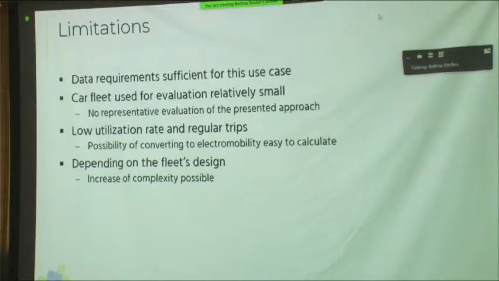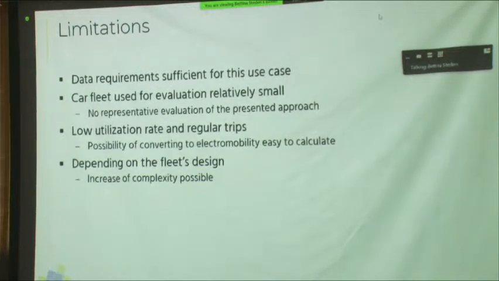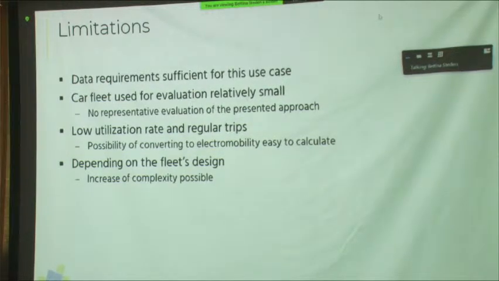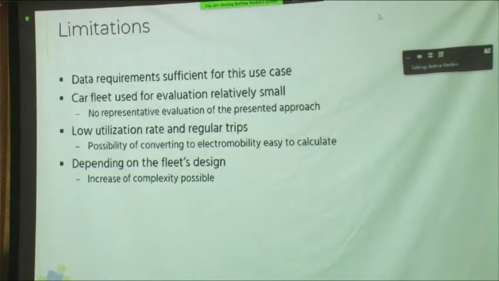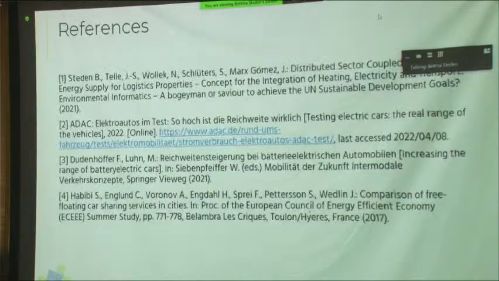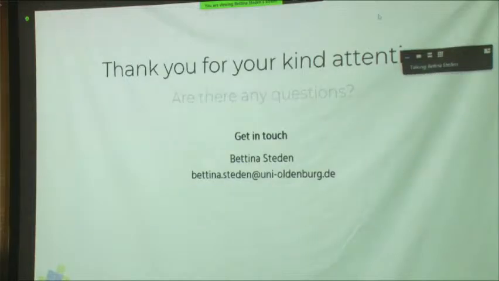But we've got to be careful with this approach we've taken. The data requirements we set up beforehand were sufficient for our use case because we had quite a small fleet with long idle times and regularly occurring trips. But this approach might not be suitable for every other car fleet. We are going to evaluate this approach on another car fleet soon, but we haven't yet. These are the references I used in the presentation, and thank you for your attention.